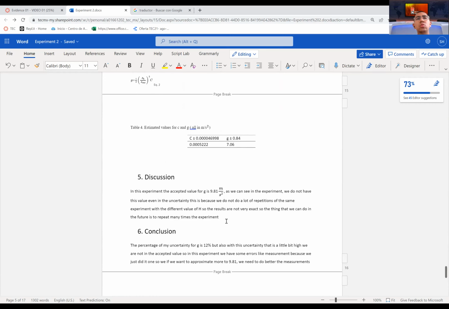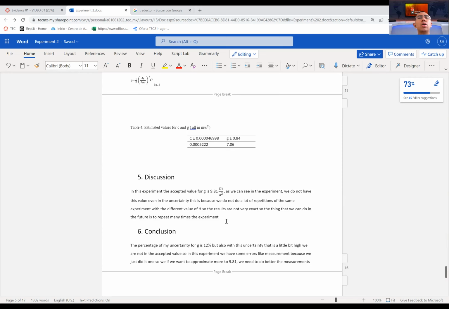So right here, my conclusion: the percentage of my uncertainty for g is 12%, but even with this uncertainty, which is a little bit high, we are not within the accepted values for the experiment. So in this case, it's just that we have some measurement error because we do not have a perfect time to stop the chronometer. As we just did it once, we do not have a very good measurement.